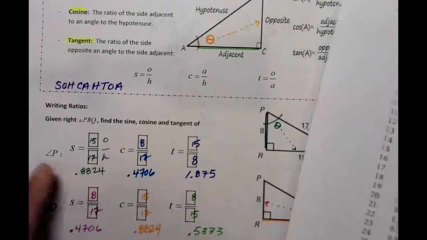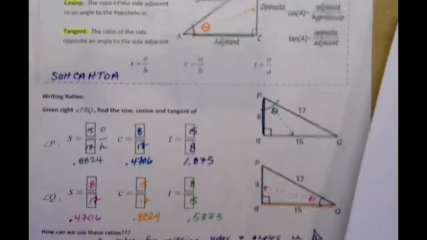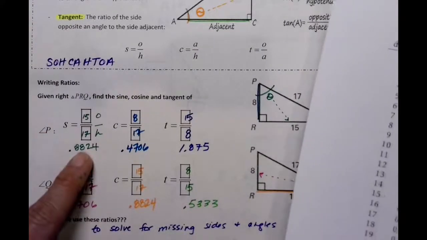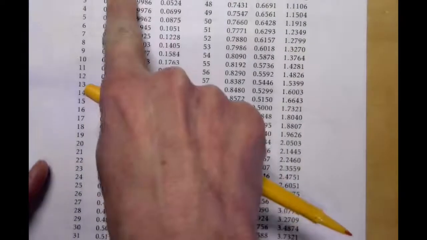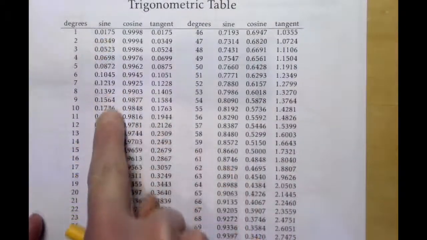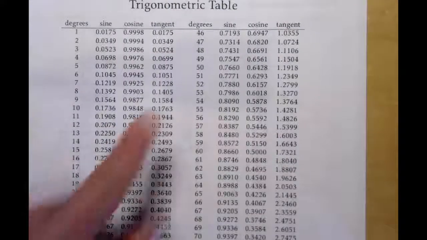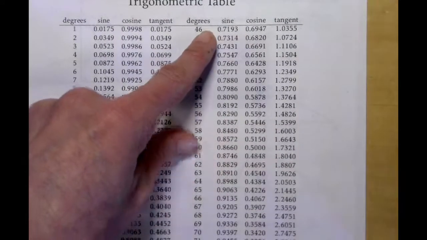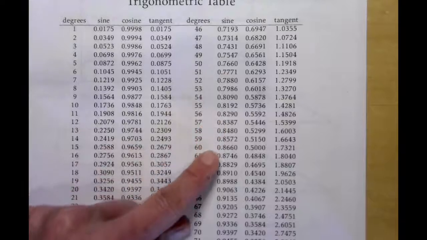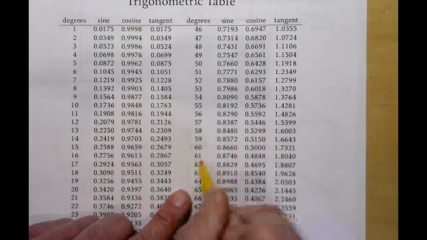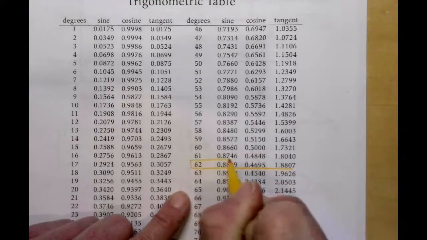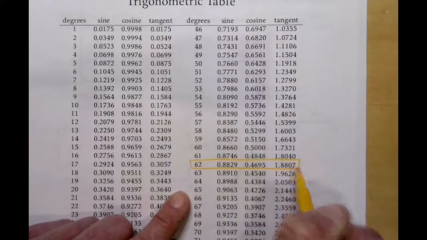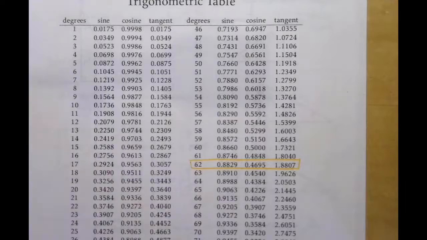So if we wanted to, we could find what is our measure of angle P. I need a sine value of 0.8824. So let's look down my sine column, 0.8824. I'm going to have to come all the way over to here, 0.8824. This looks like it's as close as it gets, which means, and we're going to go ahead and round our angles to the nearest whole value.